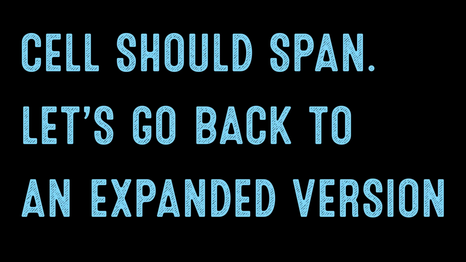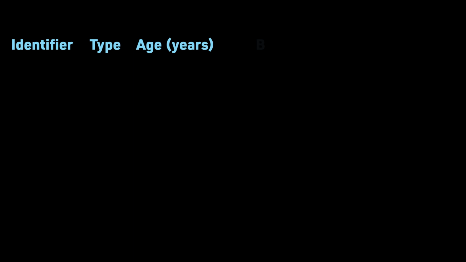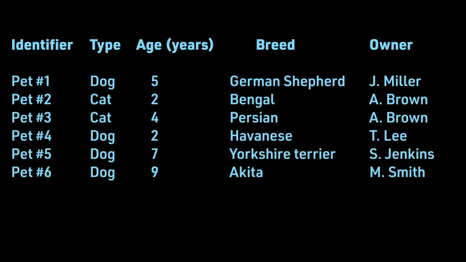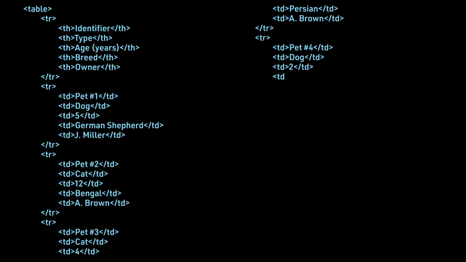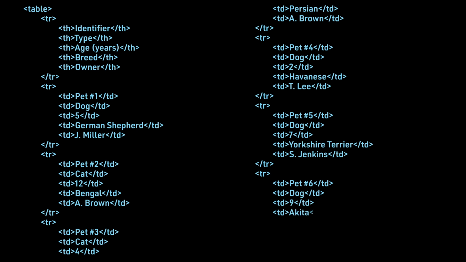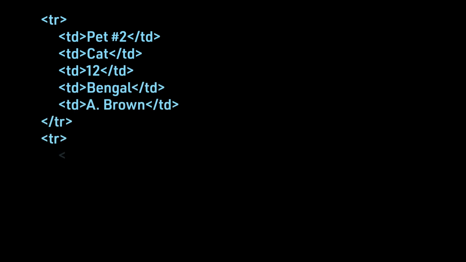Let's go back to an expanded version of our previous example. Here we have added another column indicating the owner's name and shuffled some of the data as well as added additional pets. The initial markup looks like this. We will focus on this section of code.